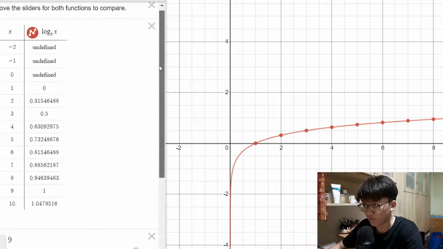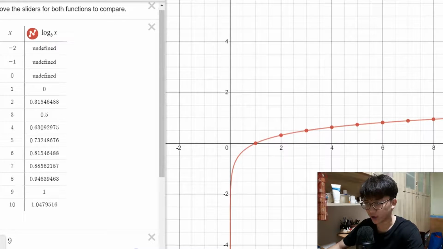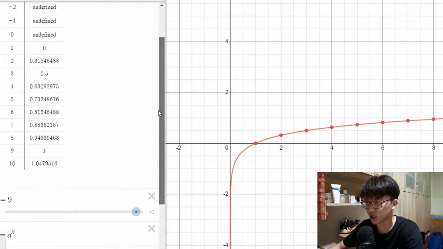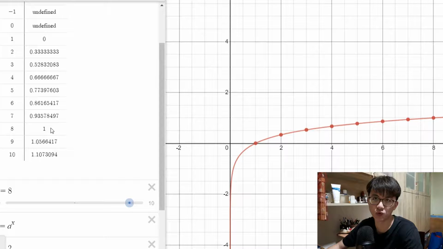If you look at this side of the graph, the table right here, you can see that if I change from log base 10 to log base 9, it means the curve now shifts so that at x equals 9, log base 9 equals 1. Now I change again to 8. You can also see that at log base 8, it equals 1. So log base a number of that same number, let's say log base 7 of 7, becomes 1.